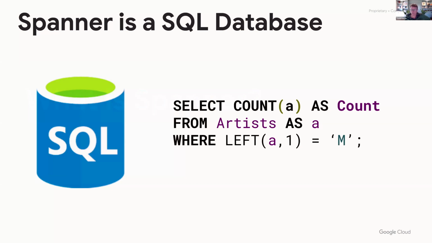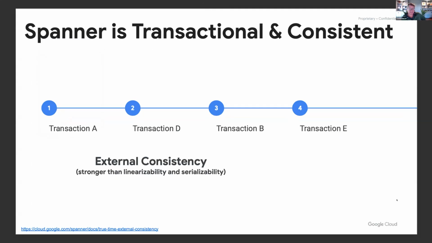This would be a query to find the count of all of the artists in our database whose name starts with the letter M. Anyway, Spanner supports external consistency, and I'll talk a little bit later about how the strong consistency was fundamental in Spanner becoming really the default storage system for transactional data inside of Google.